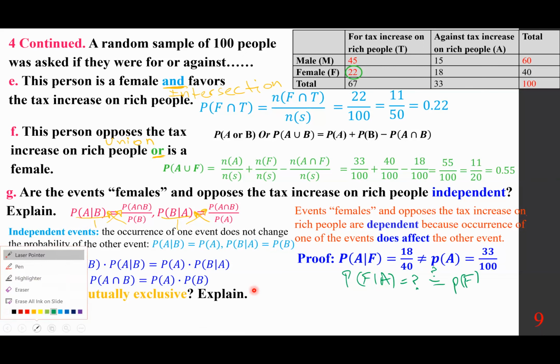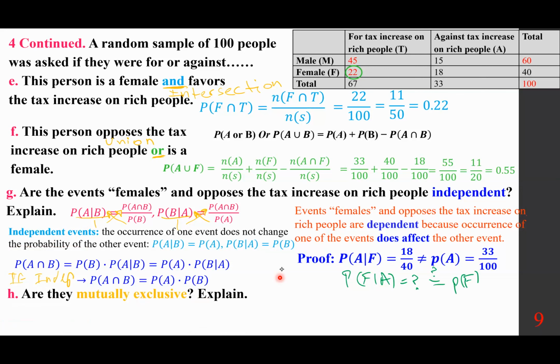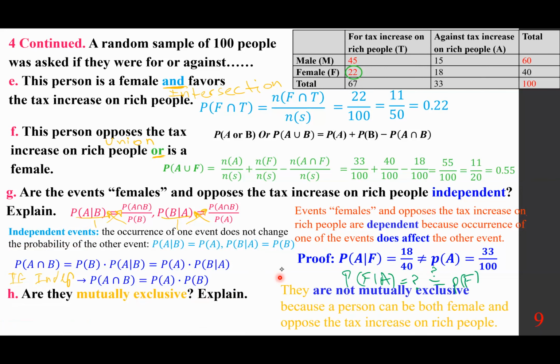The next one is mutual exclusiveness. And again, it's the same thing. This is the definition that they use. They are not mutually exclusive because a person can be both female and opposes the tax increase on rich people. How do you prove that? Numbers. So you look at the probability of A intersection F.